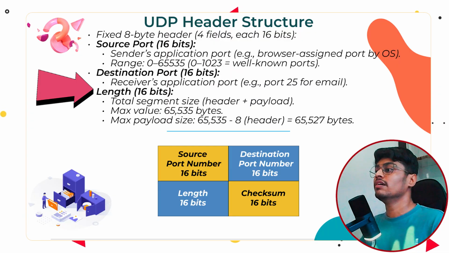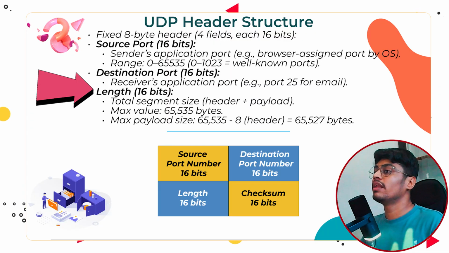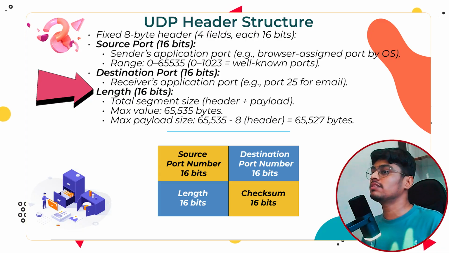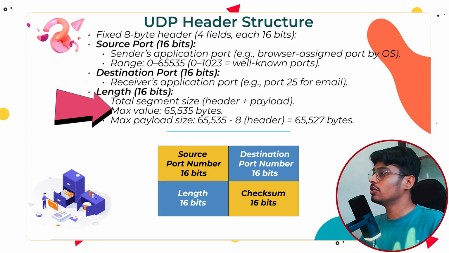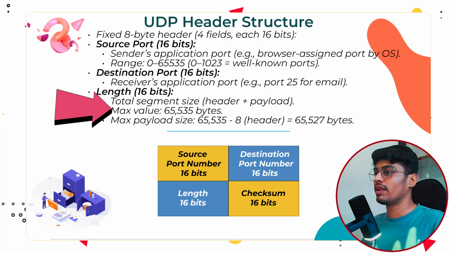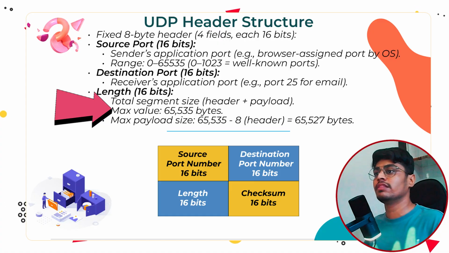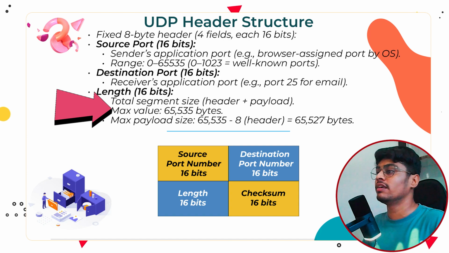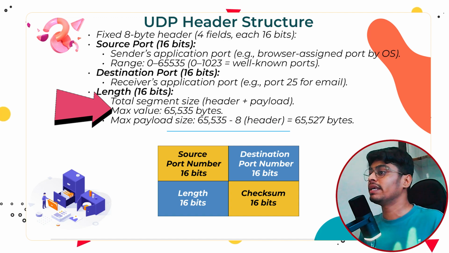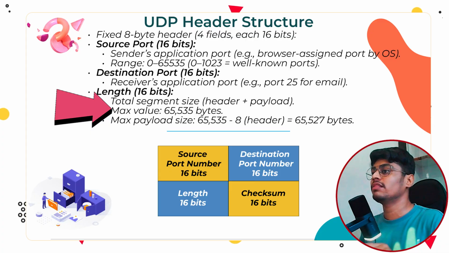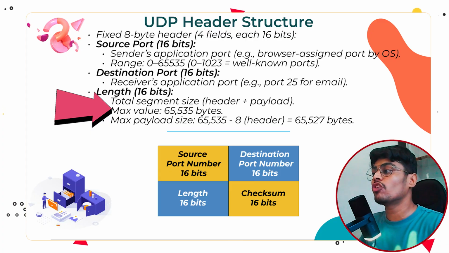Third field is length. This is a 16-bit field. The length field uses 16 bits to represent the size, but the actual maximum size is 2 raised to power 16, meaning 65,536. The range of numbers is 0 to 65,535, where 65,535 is the maximum number. So the maximum size of the UDP segment can be 65,535 bytes, which is the total length of the whole segment.